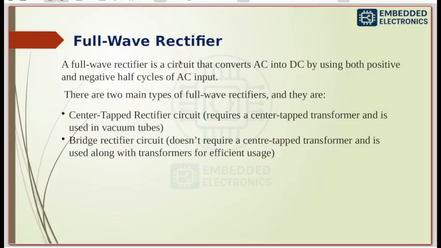And next is the full wave rectifier. A full wave rectifier converts AC into DC by using both the positive and negative half cycles of the AC input. There are two types: the center tapped rectifier circuit and the bridge rectifier circuit. The center tapped rectifier has a center tapped transformer, but the bridge rectifier doesn't require a center tapped transformer.